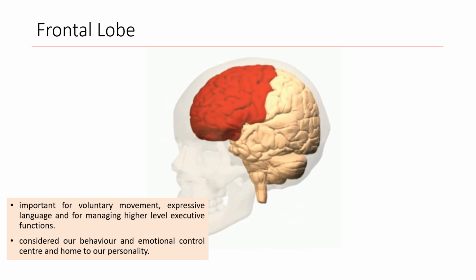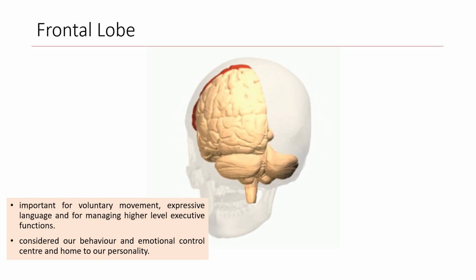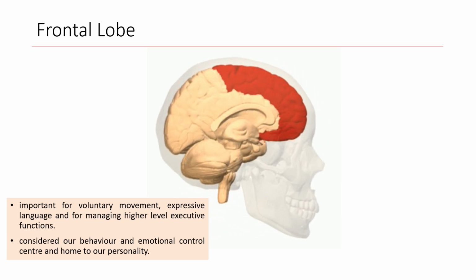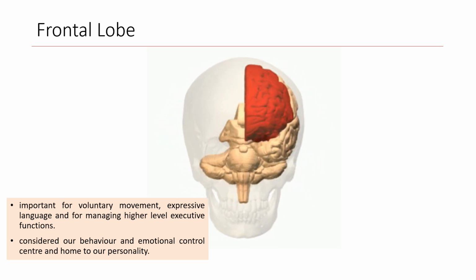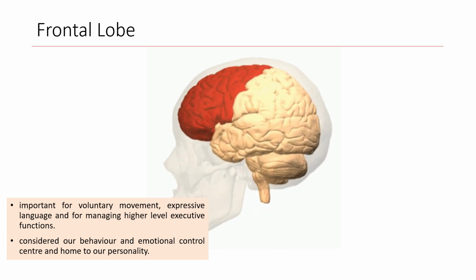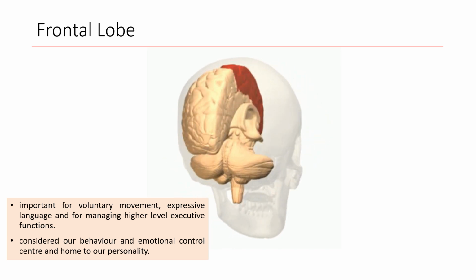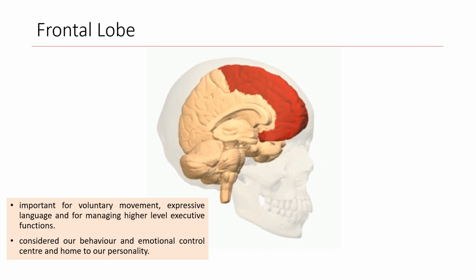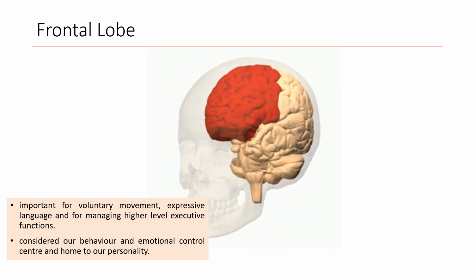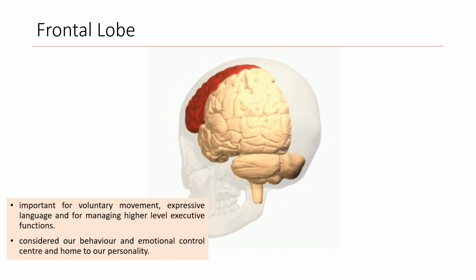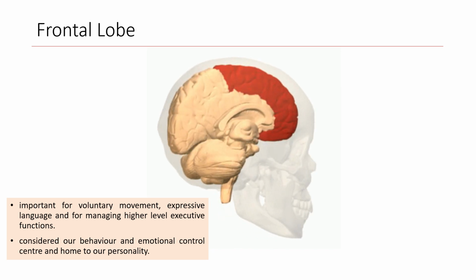For example, you rely on your frontal lobes when you do things like making plans, switching from one activity to another, or resisting temptation. So the frontal lobes are considered our behavior and emotional control center and are the home to our personality.